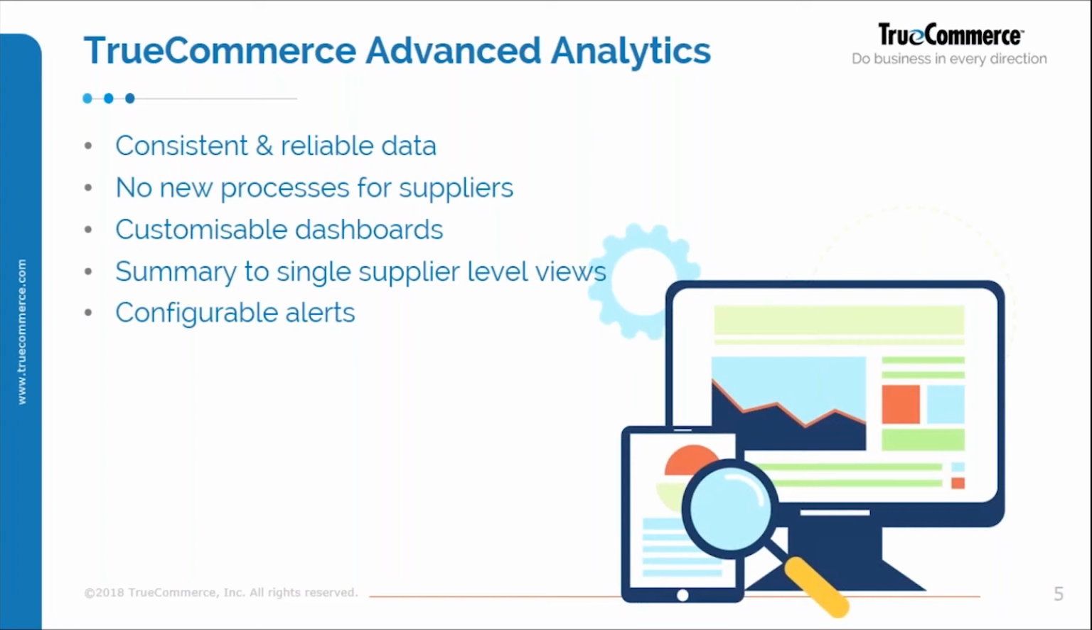Customizable dashboards. Advanced Analytics supports customizable dashboards that can be tailored to deliver information in line with specific customer requirements. Supplier level summary. The information presented in individual dashboards can be summarized to provide a single supplier level view that encompasses all of the relevant metrics. And finally, configurable alerts. Here the option exists to configure alerts against key supplier KPIs. Users will be notified via the dashboard when suppliers fail to achieve those defined objectives.